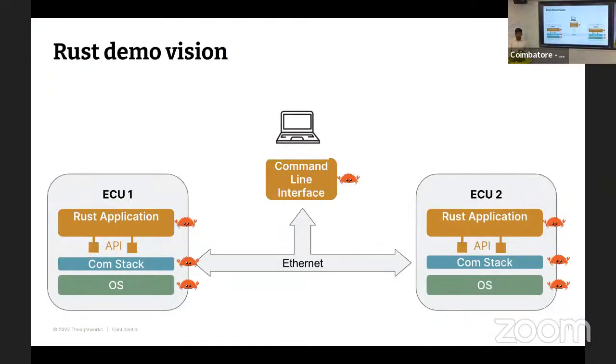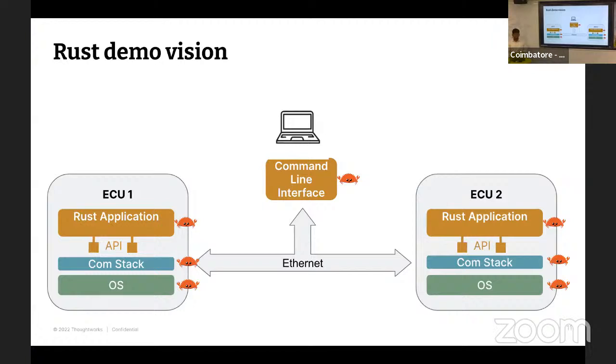So what are we going to do using Rust in our use case? It's a very straightforward application. We have two different ECUs, each running a Rust application. We have a communication stack, which can be any communication protocol, say TCP/IP or UDP, and we have an OS. Then we will be interacting with these ECUs from the command line. That is the idea we want to showcase, to bring Rust into this ecosystem.